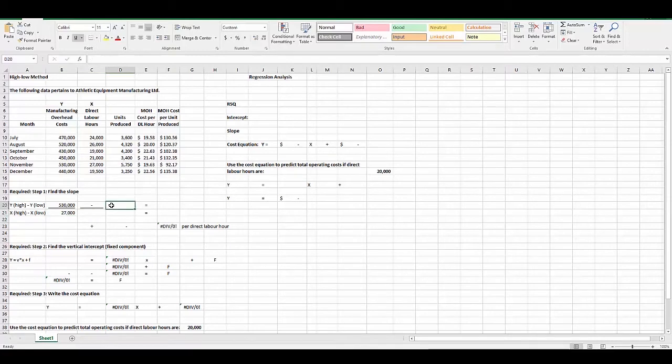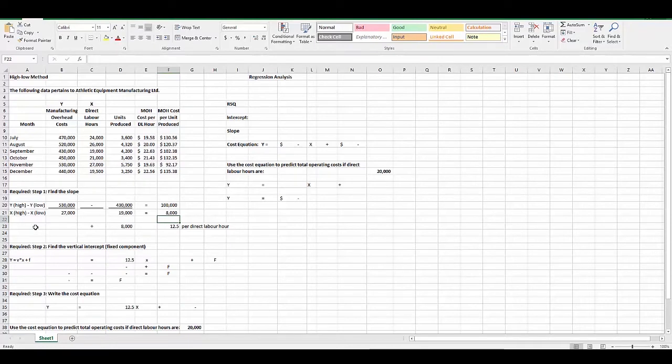Then we look for the low. The lowest level of overhead costs is $430,000 for the month of September. So we enter in our $430,000. Then we look for the corresponding low in terms of number of hours, which has to be in the same month, of course. That's 19,000. Then we subtract the $430,000 from the $530,000, which gives us $100,000. Then we subtract the low hours from the high hours, which gives you 8,000.